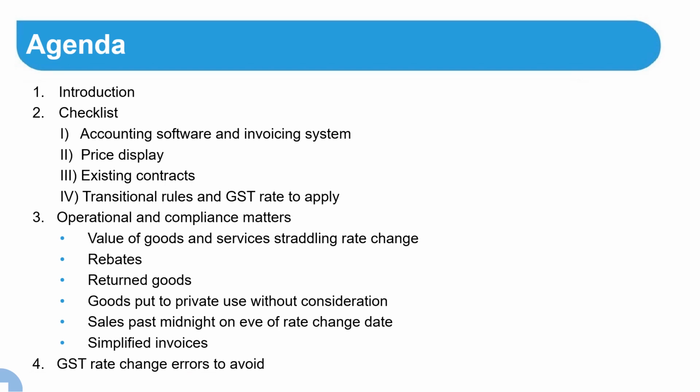We will then run through a checklist of what GST registered businesses need to do to prepare for the GST rate change. The four broad areas that we will cover include the accounting software and invoicing system, price display, existing contracts, transitional rules and the GST rate to apply. Next, we will highlight some operational and compliance matters that will be useful for you to know as you prepare your business for the rate change.